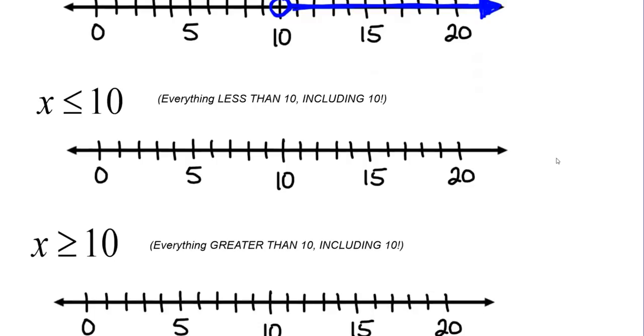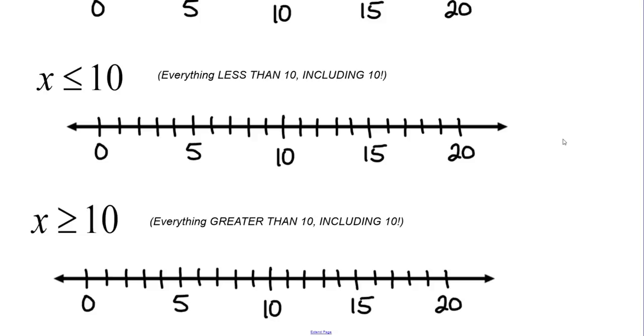Now let's compare these two statements. X is less than or equal to 10. So that means everything less than 10, including 10. Now 10 is a possible solution. So I'm going to put in a solid dot or a filled in circle on 10. Now 10 is included, and then I want everything less than 10, including 10. So again, I'm going to draw everything to the left on my number line, everything less than 10, including 10.